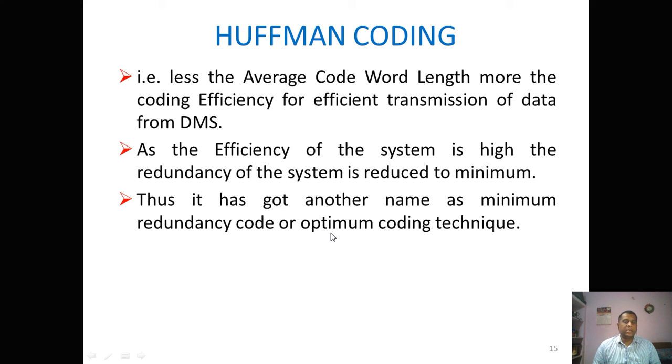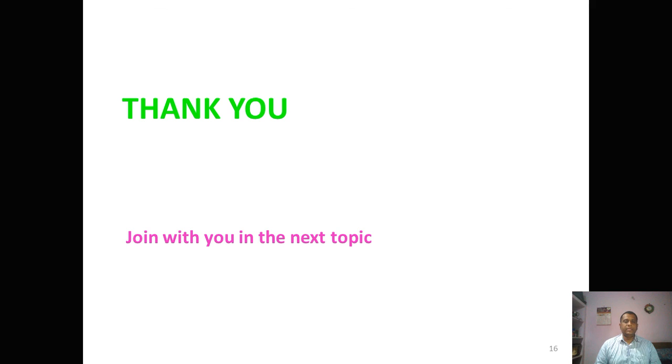So students, these are the major advantages of using Huffman coding as an encoding technique at the transmission end. Thank you. Meet you in the next talk.